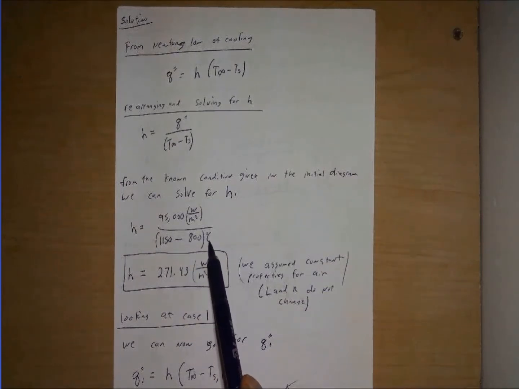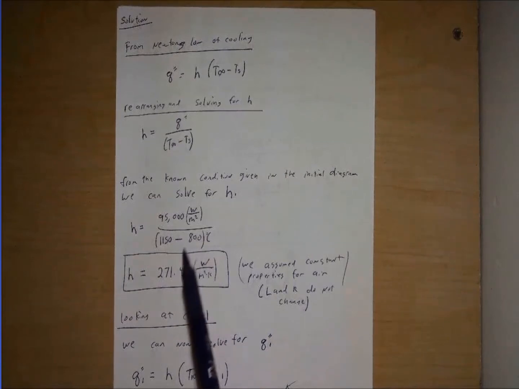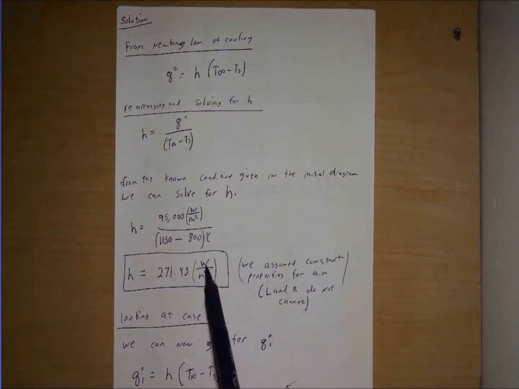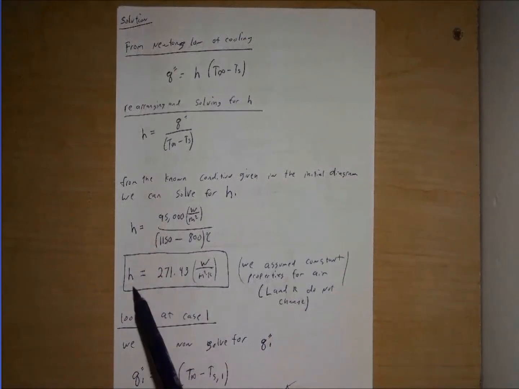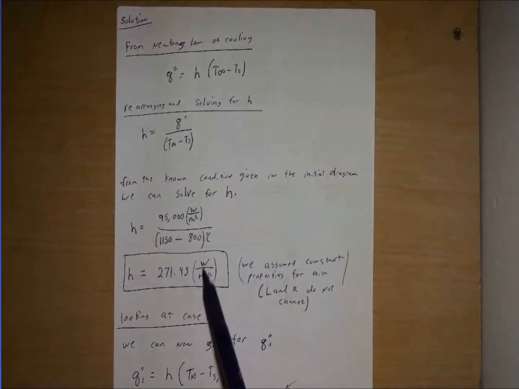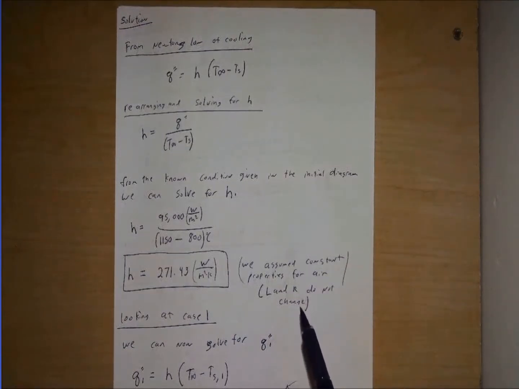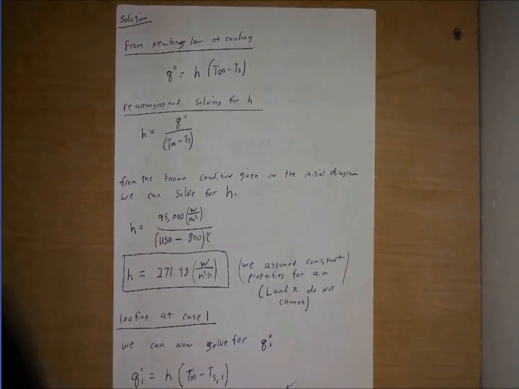This has a C. You can do the conversion, but the difference of the two will be the same, whether it's C or K. We can do the conversion in the end. If you notice, my units from unit analysis here is watts per meter squared times Kelvin. So this is still correct. H is equal to 271.43 watts per meter squared times Kelvin. Now, we assumed constant properties for air, so our L and our K do not change. So now that we have our H value here, we want to take a look at case 1.